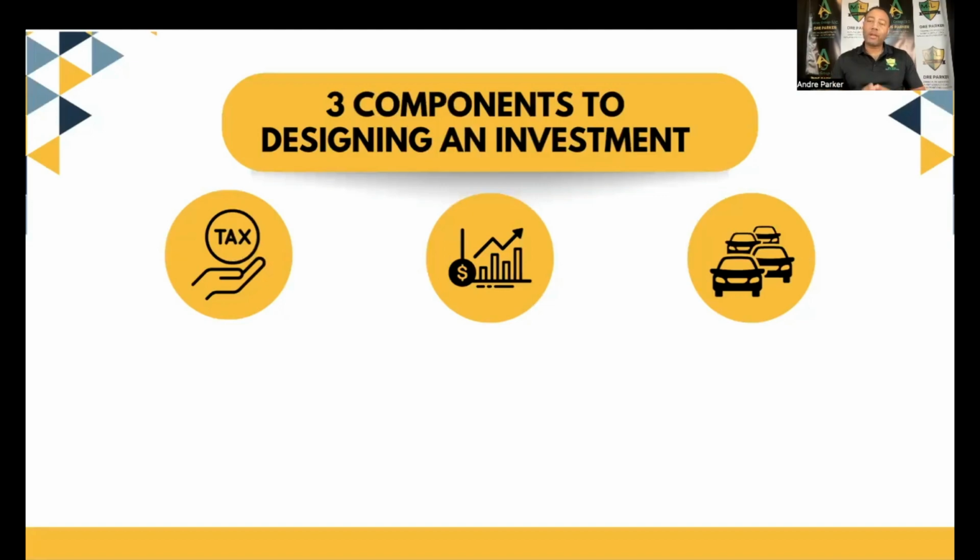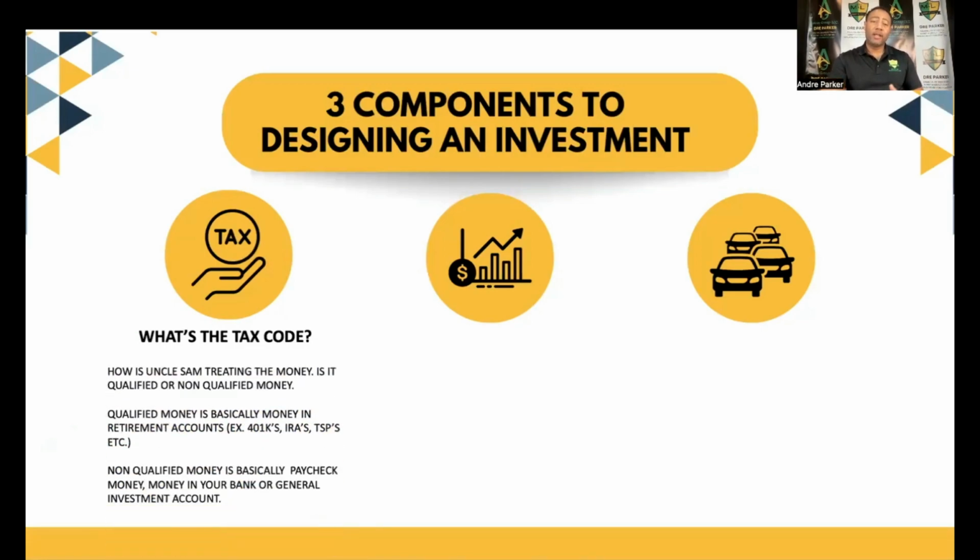Now, there are three components you have to understand when designing any type of investment. The first one is tax. What's the tax code? This is very important because you can't avoid Uncle Sam. This is not a tax training and I'm not giving any tax advice, but when designing an investment, you want to know exactly what the tax code is. Uncle Sam needs to know how to treat this money. Is it qualified or non-qualified money?